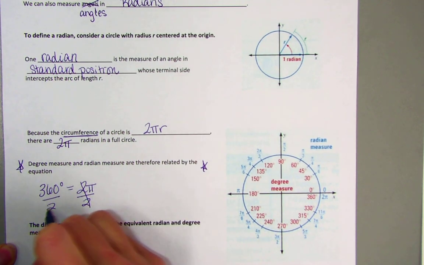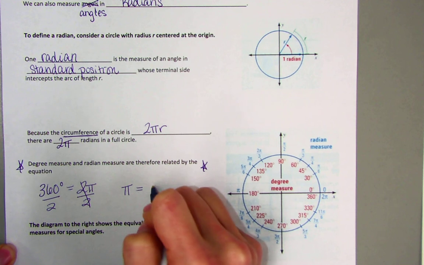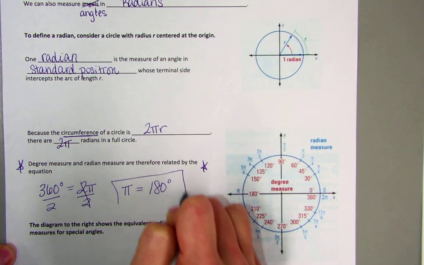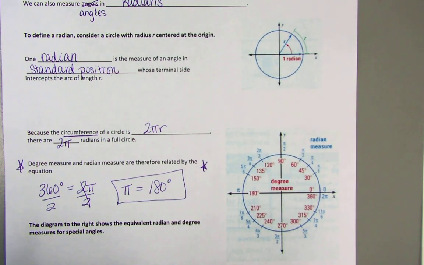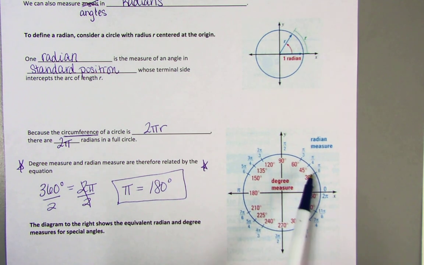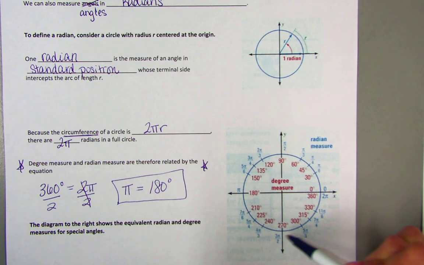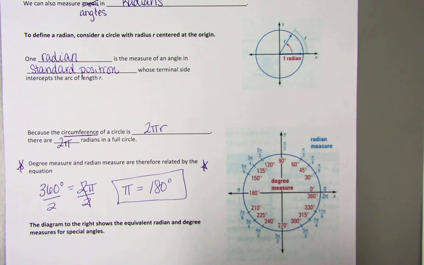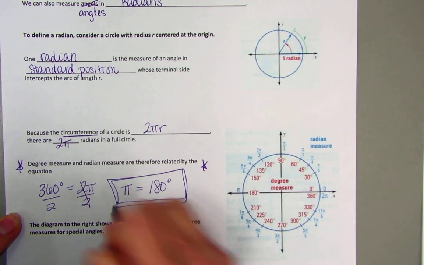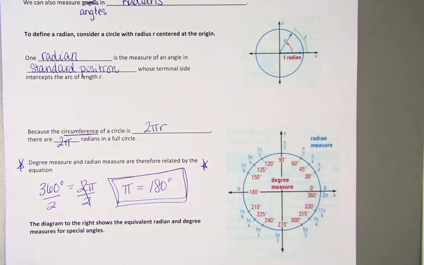And since 360 degrees divided by 2 is 180, we can look at the relationship between radians and degrees using this type of equation. Pi is equal to 180 degrees. The diagram to the right shows the equivalent radian and degree measures for special angles. So you've got all your special angles that are part of your current unit circle, and the pi's and the fractions all the way around represent the radian measures of those special angles. We'll get into this a little bit more on the back side of this sheet. But just know and mark down that pi is equal to 180 degrees.